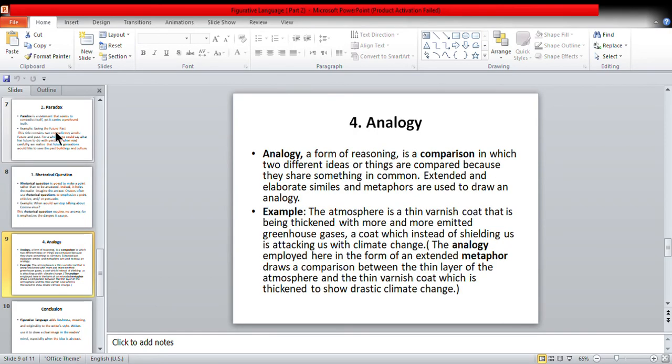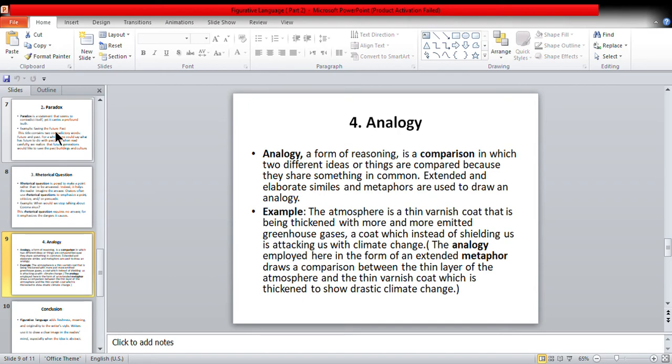The fourth type of figurative language is analogy. Analogy, a form of reasoning, is a comparison in which 2 different ideas or things are compared because they share something in common. Extended and elaborate similes and metaphors are used to draw an analogy.